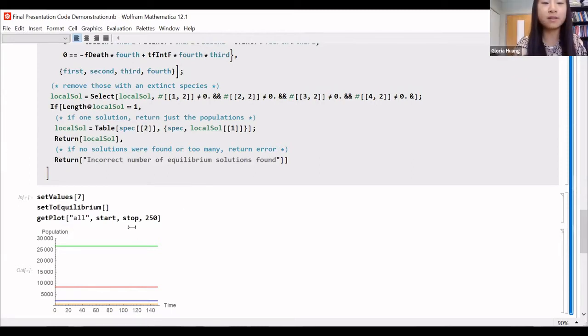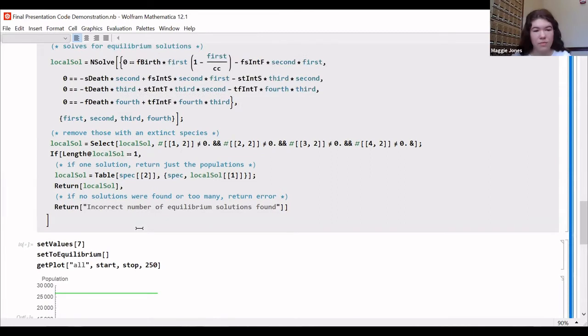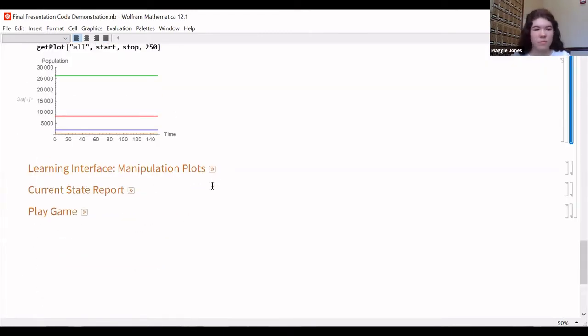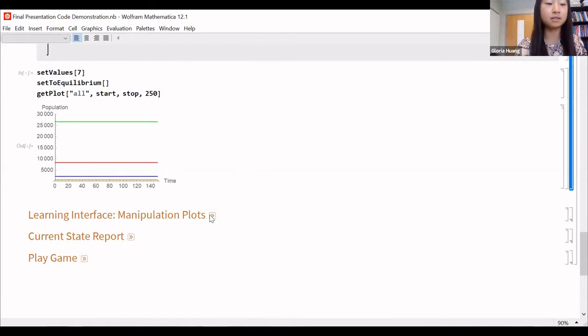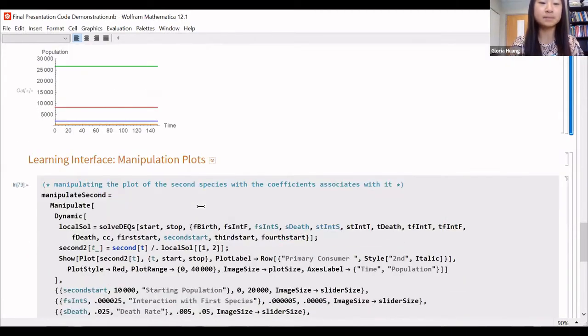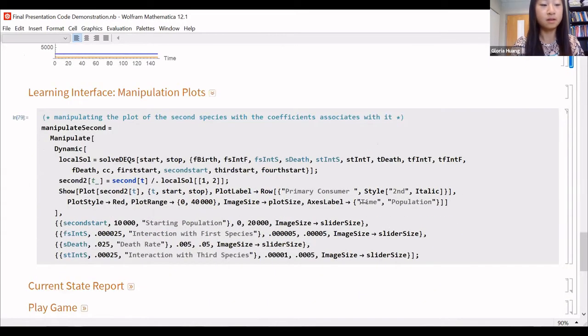We will now explain a little bit of the code behind the learning interface. Here's an example of one of the manipulatable plots on the learning interface. This specific plot is for the second species in our ecosystem, the primary consumer, or the herbivore.